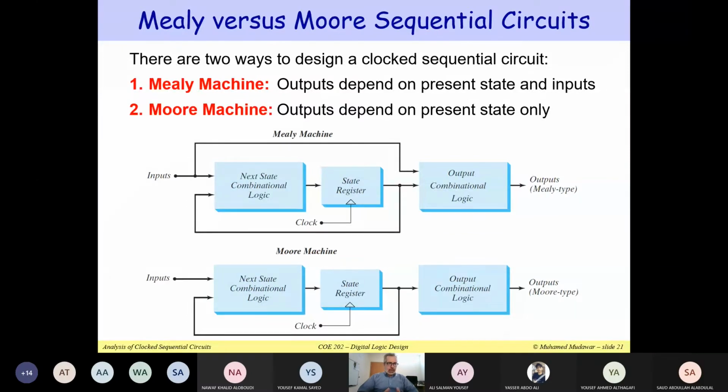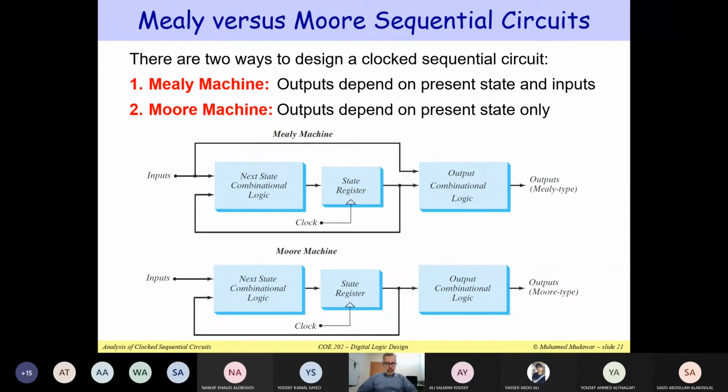Today I would like to talk about the difference between Mealy and Moore sequential circuits, and after that, I would like to introduce sequential circuit design. So all of this is about sequential circuit analysis. We have seen many examples about analysis. Let me talk about the difference.